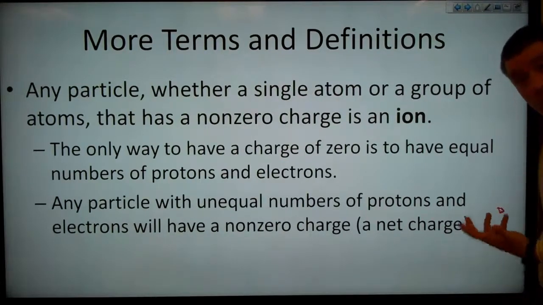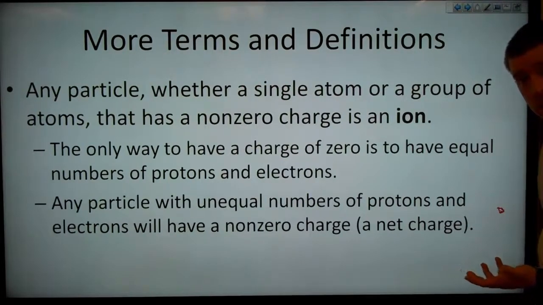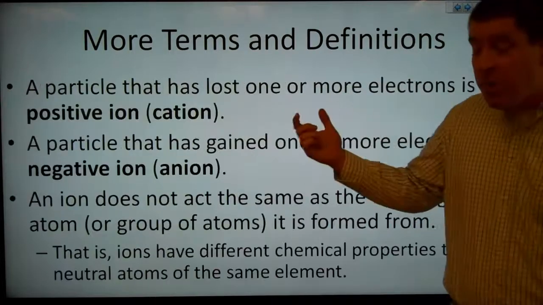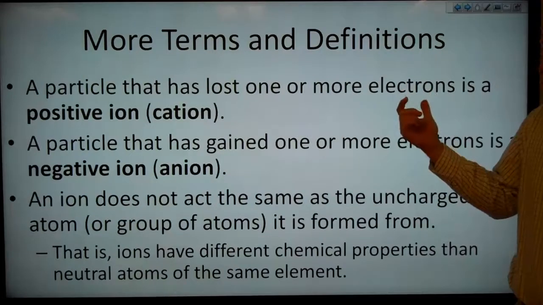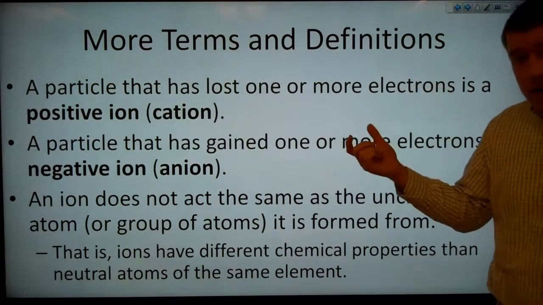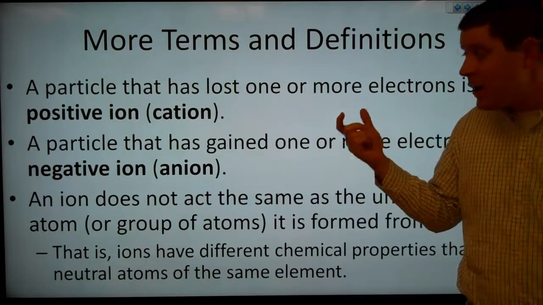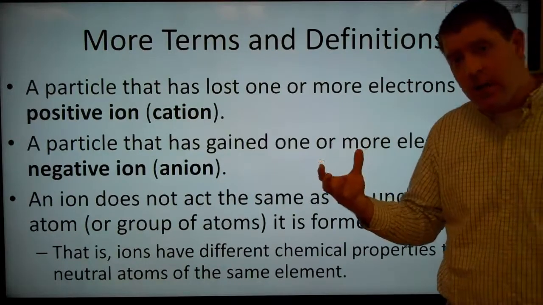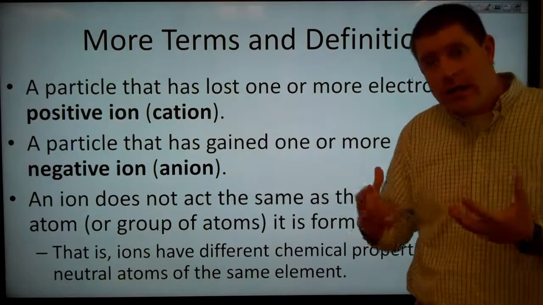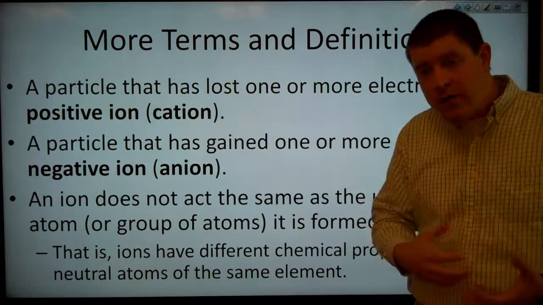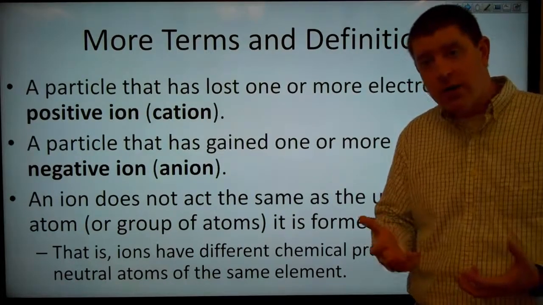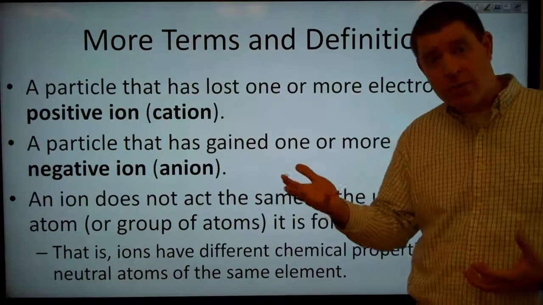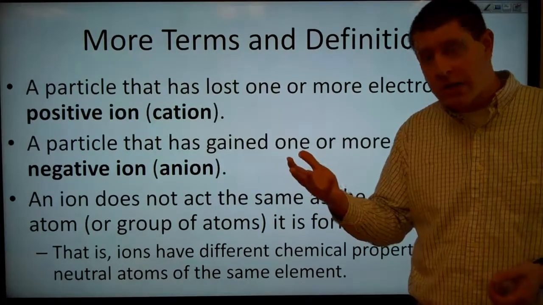Now, it may be positive if we have more protons than electrons. It may be negative if we have more electrons than protons. Any particle that has lost one or more electrons is a positive ion. This is called a cation. It's a positive ion because we've lost these electrons. If we lose electrons, we're losing negative charge. As we lose negative charge, the overall charge on the ion has to become more positive, because we already have some protons around and now we have fewer electrons to balance them out.